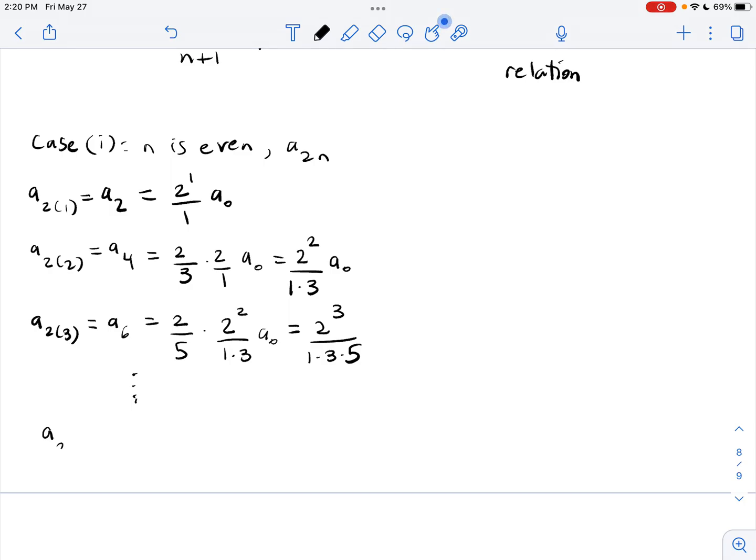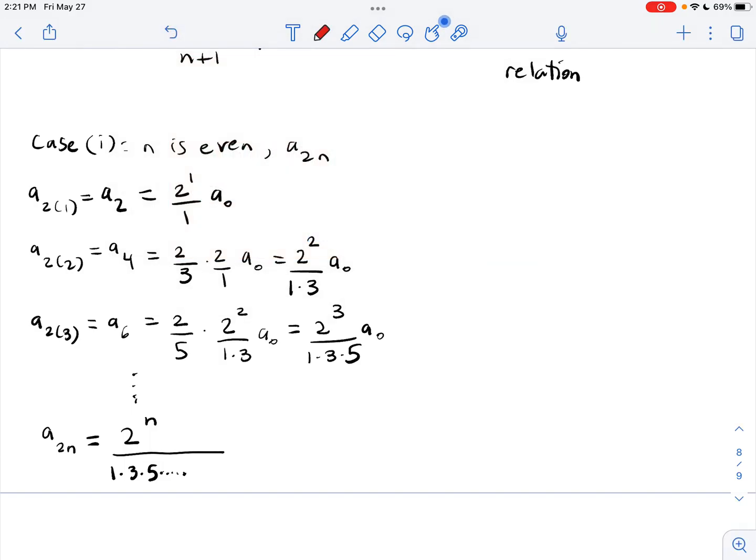So what does this mean? This means that a sub 2n is going to equal 2 to the n on top. We also have an a naught in all of them. Oh, I forgot to write it on the third one here. Okay. 2 to the n on top. What do I have on the bottom? Unfortunately, we're counting up by odds only, so we can't write this as a factorial. So instead, we can write it this way. 1 times 3 times 5 times, and just make sure we put the correct last term. Where do we end up?